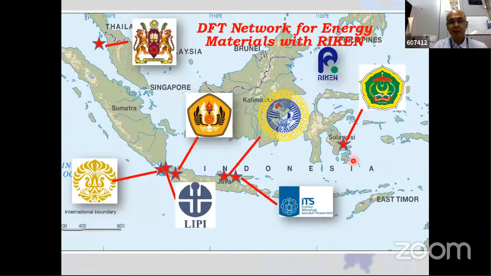I have some friends and collaborators in Palopo and ETS, Surabaya, Lipi, Depok, and also Malaysia, USM, Penang. So we can collaborate together to develop research techniques, knowledge, and materials for batteries. Then you can support your own country's future. So that is my suggestion.